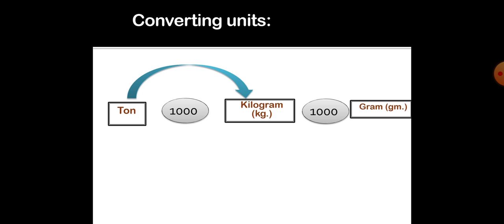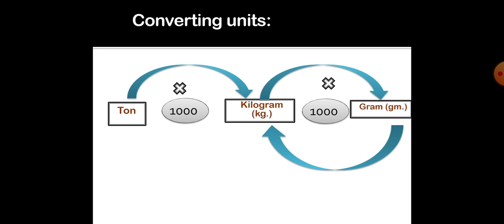Each ton has 1000 kilograms, and each kilogram has 1000 grams. And as we said, when we want to go from big to small, we multiply; from small to big, we divide. So when we're going from ton to kilogram, we should multiply by 1000. And when we want to go from kilogram to gram, we should multiply by 1000 too. And if I want to return from gram to kilogram, I should divide by 1000. And from kilogram to ton, I should divide by 1000.